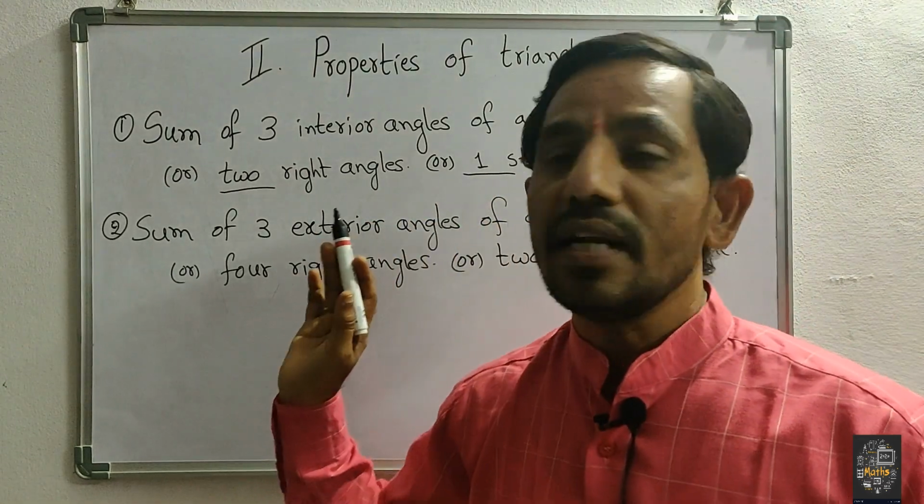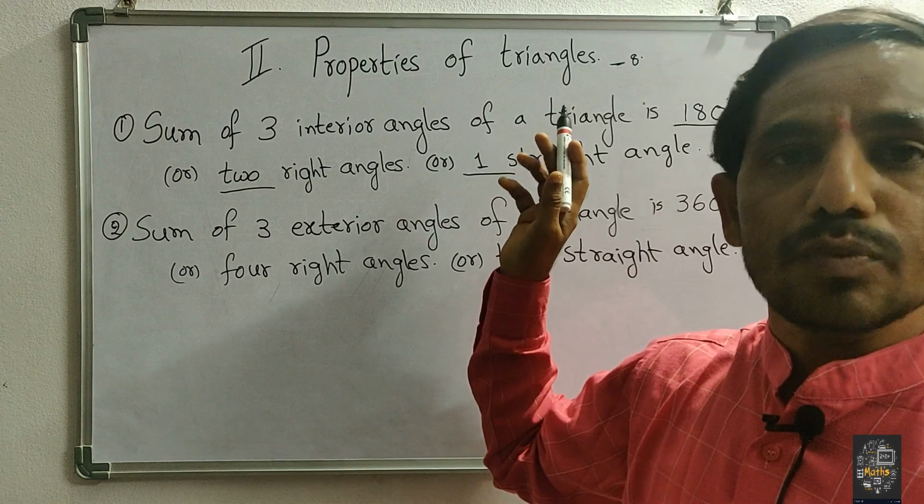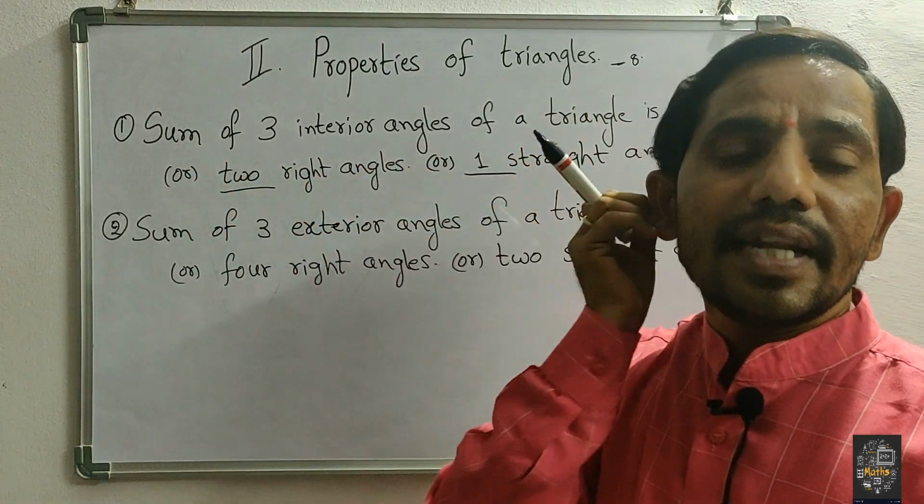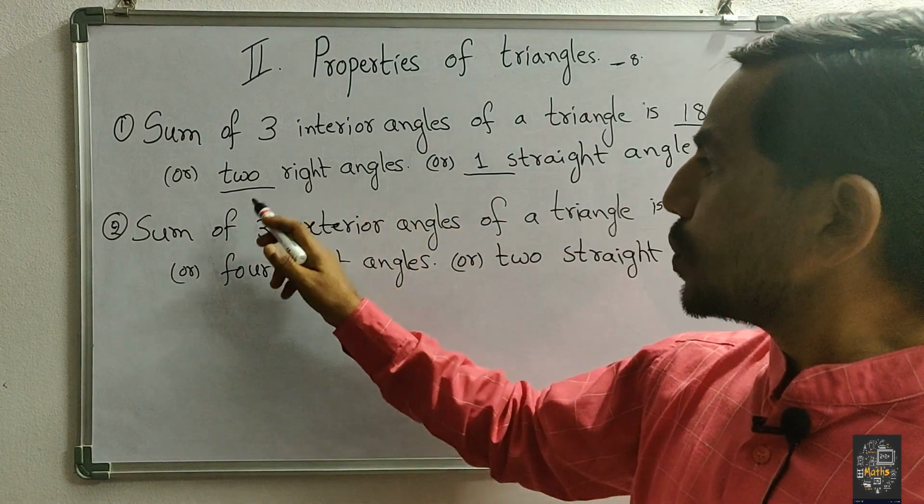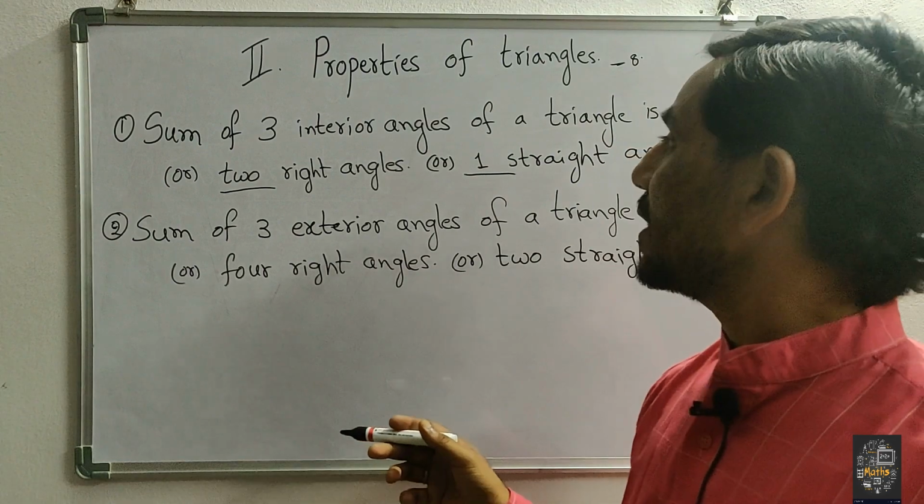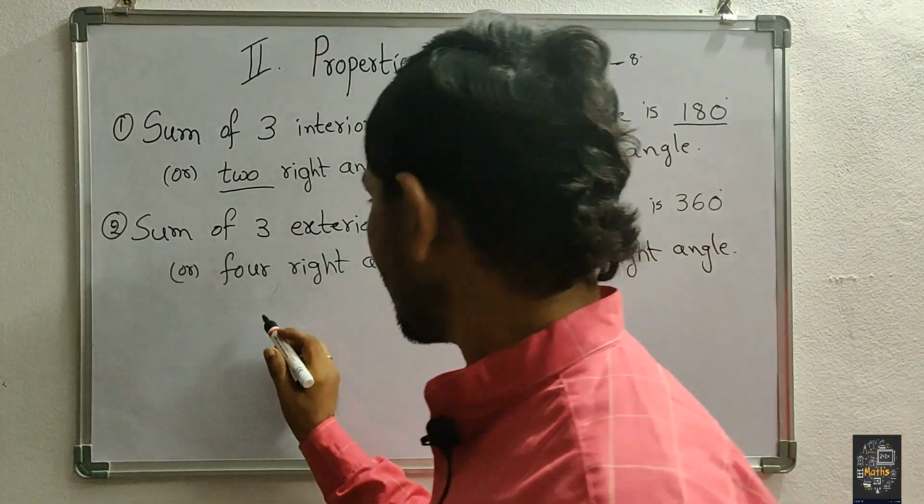Once again, sum of 3 interior angles of a triangle is 180 degrees, or 2 right angles, or 1 straight angle. Okay, I will check.